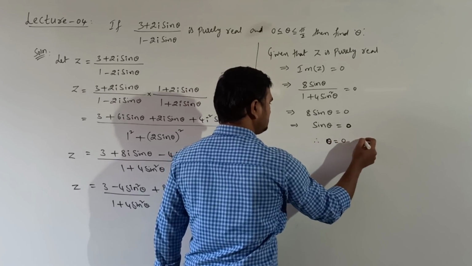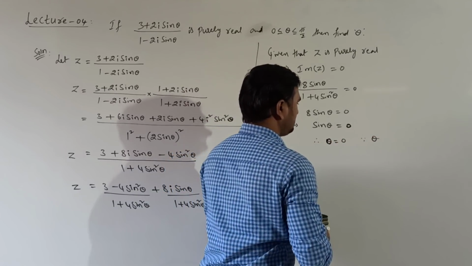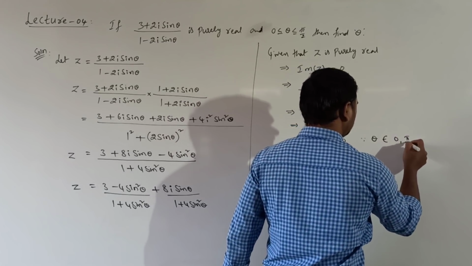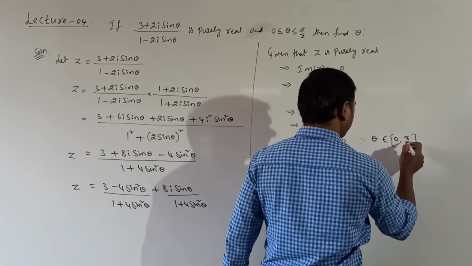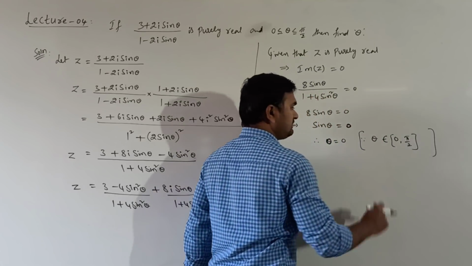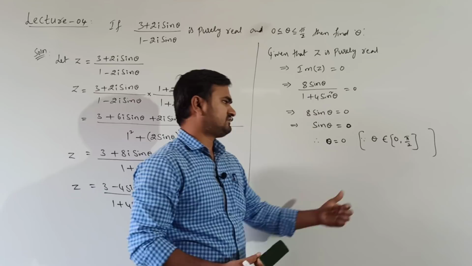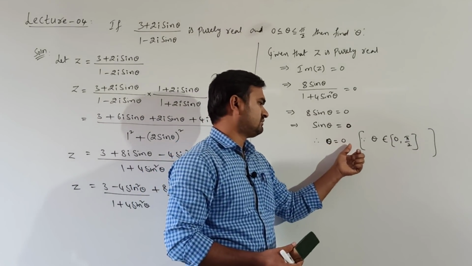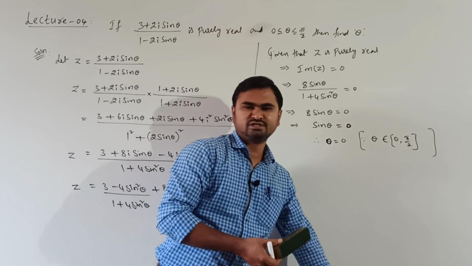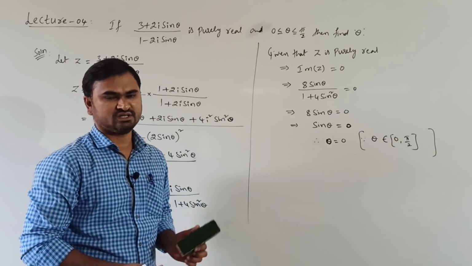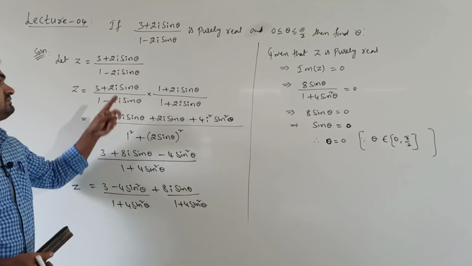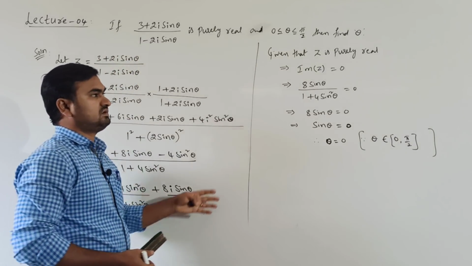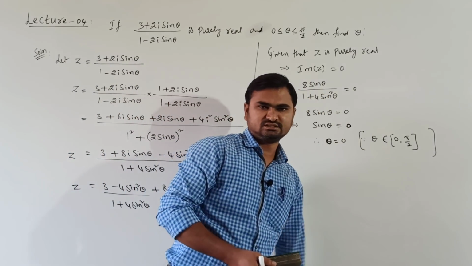So only in the first quadrant, sin theta 0 means what is the theta value? Theta is 0, since theta belongs to 0 to pi by 2, the closed interval. So theta value must be 0 only. So only one solution is possible here. Understand? So for a complex number, first you have to simplify and write in the form of a plus ib, then only we can do any calculations. Understand?